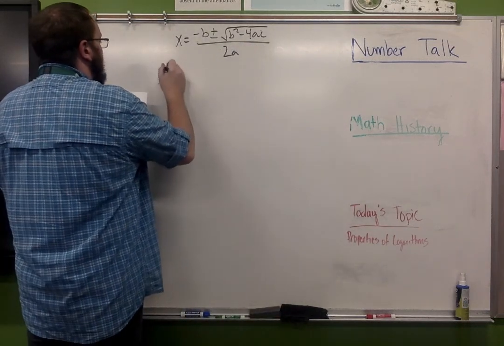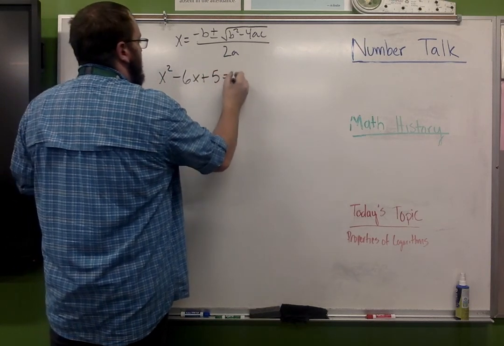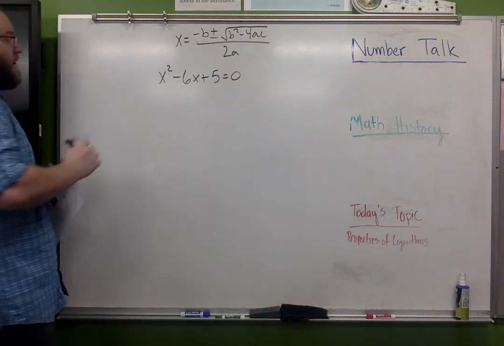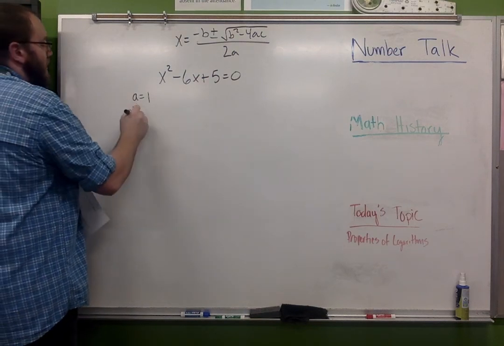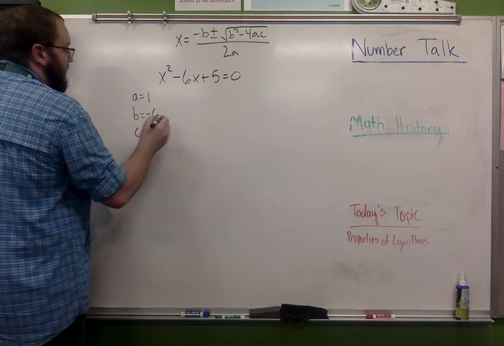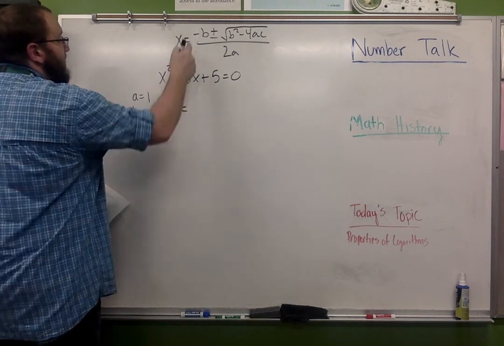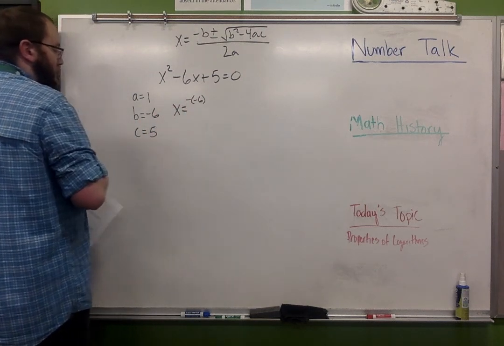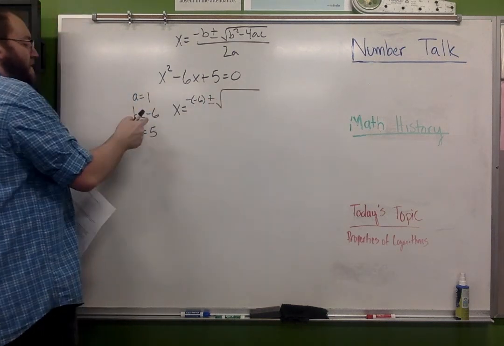Let's see, x squared minus 6x plus 5 equals 0. So here a is equal to 1, right? Leading coefficient of 1. b is equal to negative 6, and c is equal to 5. So our formula, x equals negative b. So negative 6 plus or minus the square root of b squared.